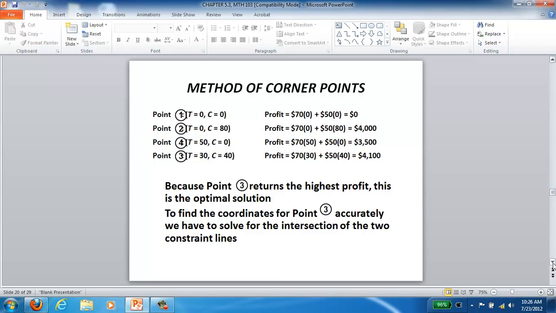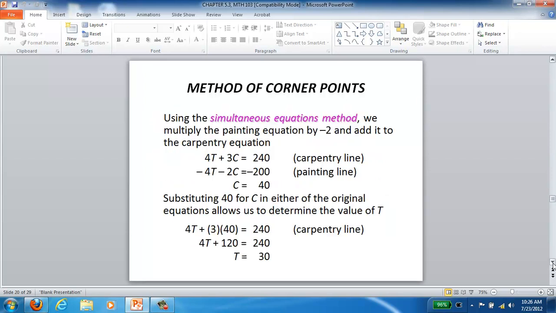Choosing the corner that produces the maximum profit here, which is the corner 30 and 40, tells us how many of each of those should be manufactured in order to maximize profit, and it also tells us that our maximum profit is $4,100.